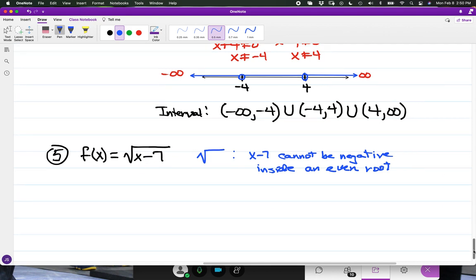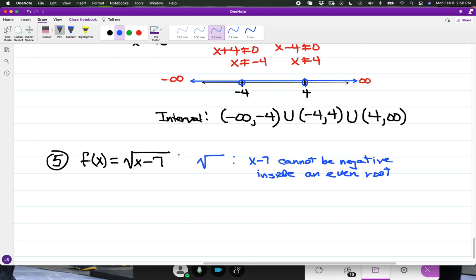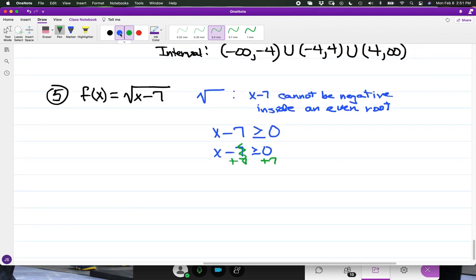Now you can have the square root of 0. So x minus 7 can be 0, and x minus 7 can be positive. To create the path forward to solving for x, we can set up an inequality. So we have x minus 7 is greater than or equal to 0. And upon isolating x, if I add 7 to both sides, we'll have that x is greater than or equal to 7.